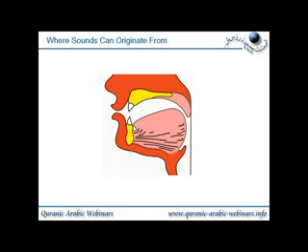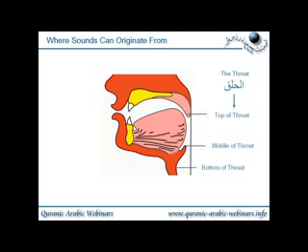A recap here of where the sounds can originate from. The first place is the throat, known as al-halq. And we divide the throat into three portions: the bottom of the throat, the middle of the throat, and the top of the throat, the very uppermost part of the throat. Then we have what's known as the oral cavity, i.e. the space in your actual mouth, and that's known as al-jawf. And then we have the nasal cavity, i.e. the air passage in your nose going to the back of your throat, known as al-khayshum.